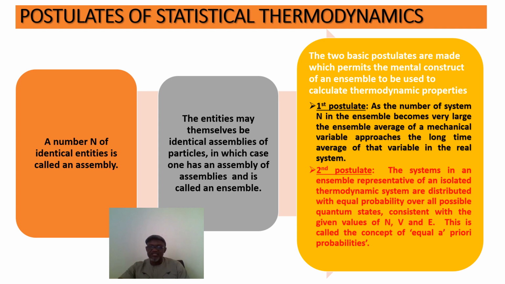The second postulate says the systems in an ensemble representative of an isolated thermodynamic system are distributed with equal probability over all possible quantum states. This is called the concept of equal a priori probabilities. That is, all energy states have equal ability of being occupied. None is having a preferential treatment, kind of. That's what it is saying: equal probability, equal a priori probabilities.